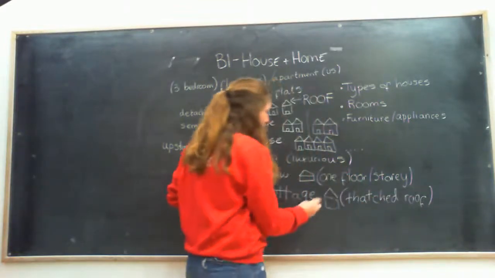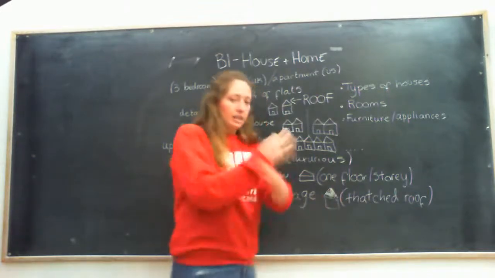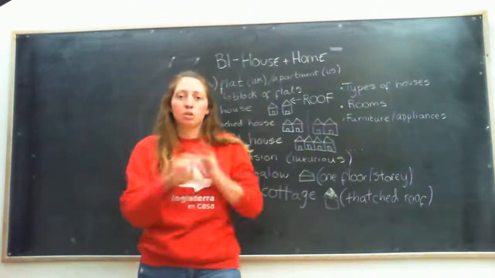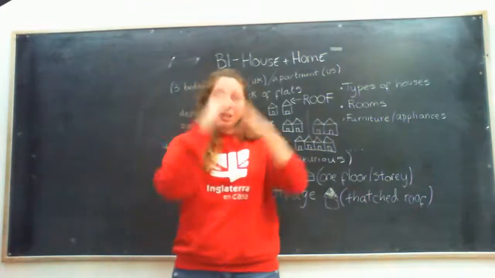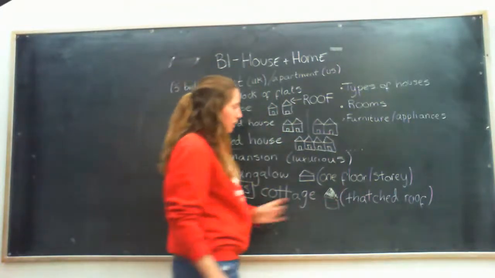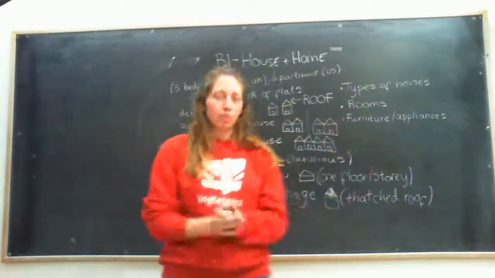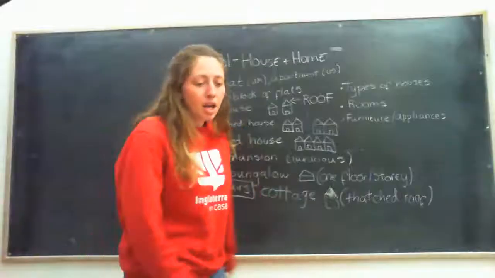Now, a thatched roof means it's made like this, so it has crosses. If you type into Google Images a cottage, you can try an English cottage, you will see the type of house that I'm talking about, and you can see that the roof is a special type of roof. It's a thatched roof. Okay, what else do we have?